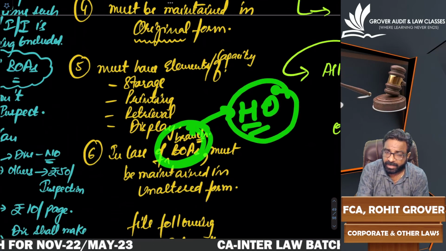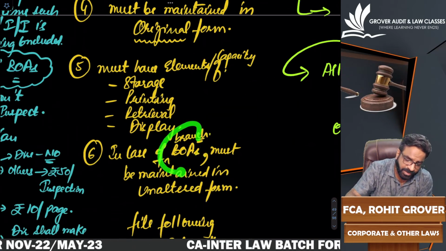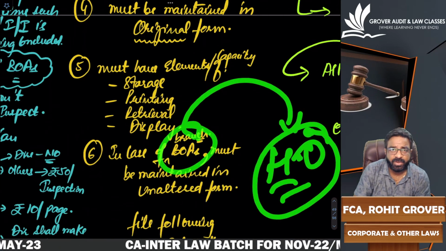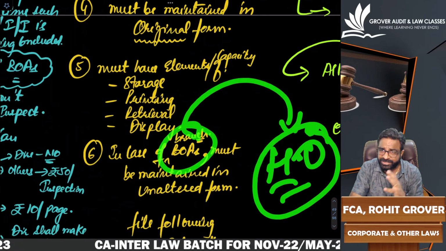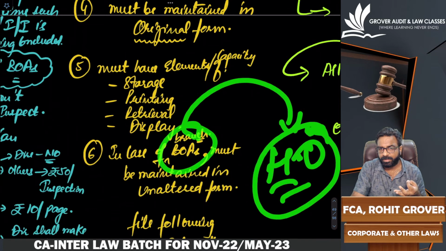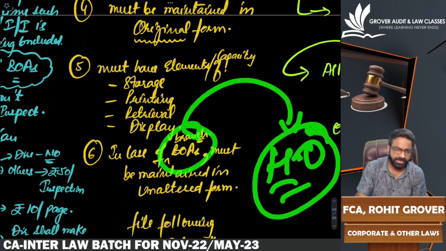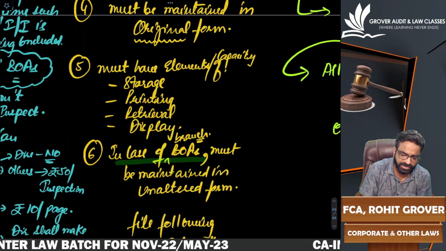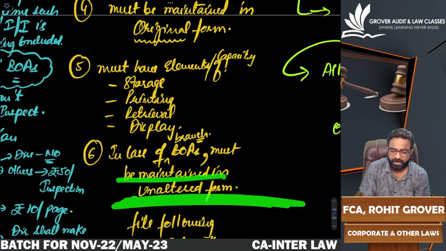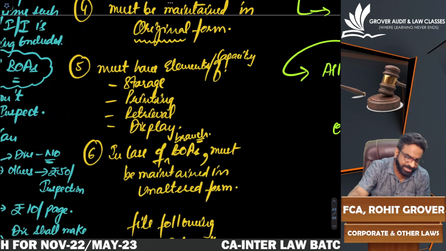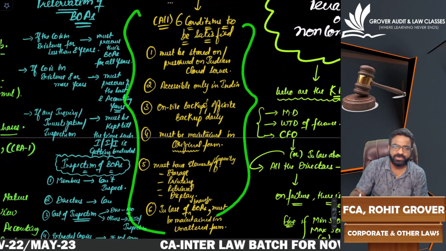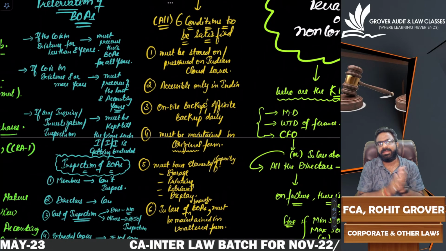Head office. So the dependent branch tells all its information to whom? Whether the head office is allowed to make any alterations, or does it have to record them in the original unaltered form only? Unaltered form. What is written? In case of dependent branches, books of accounts must be maintained in which form? Unaltered form. So if you are able to satisfy these 6 conditions, you are allowed to maintain the books of accounts in which form? Electronic form.